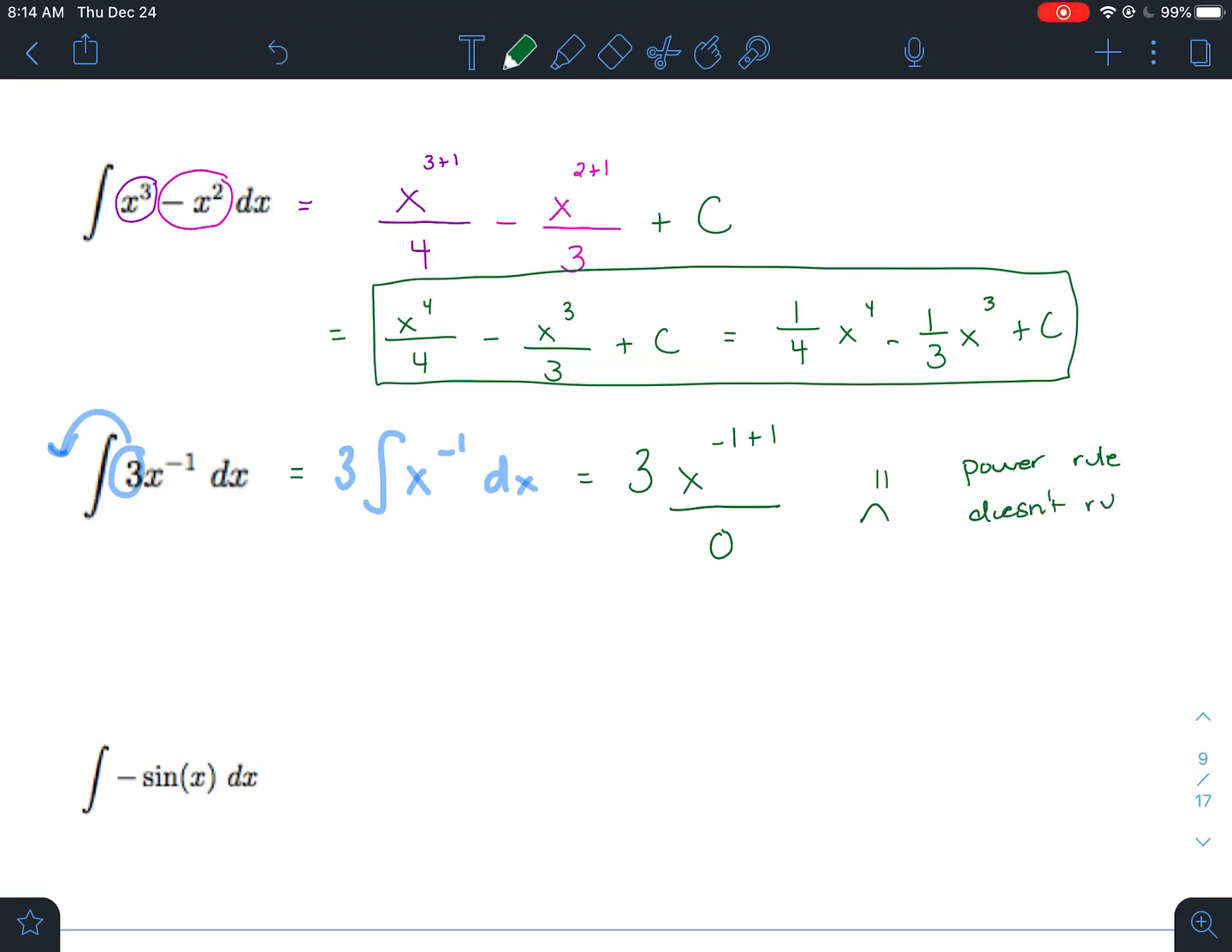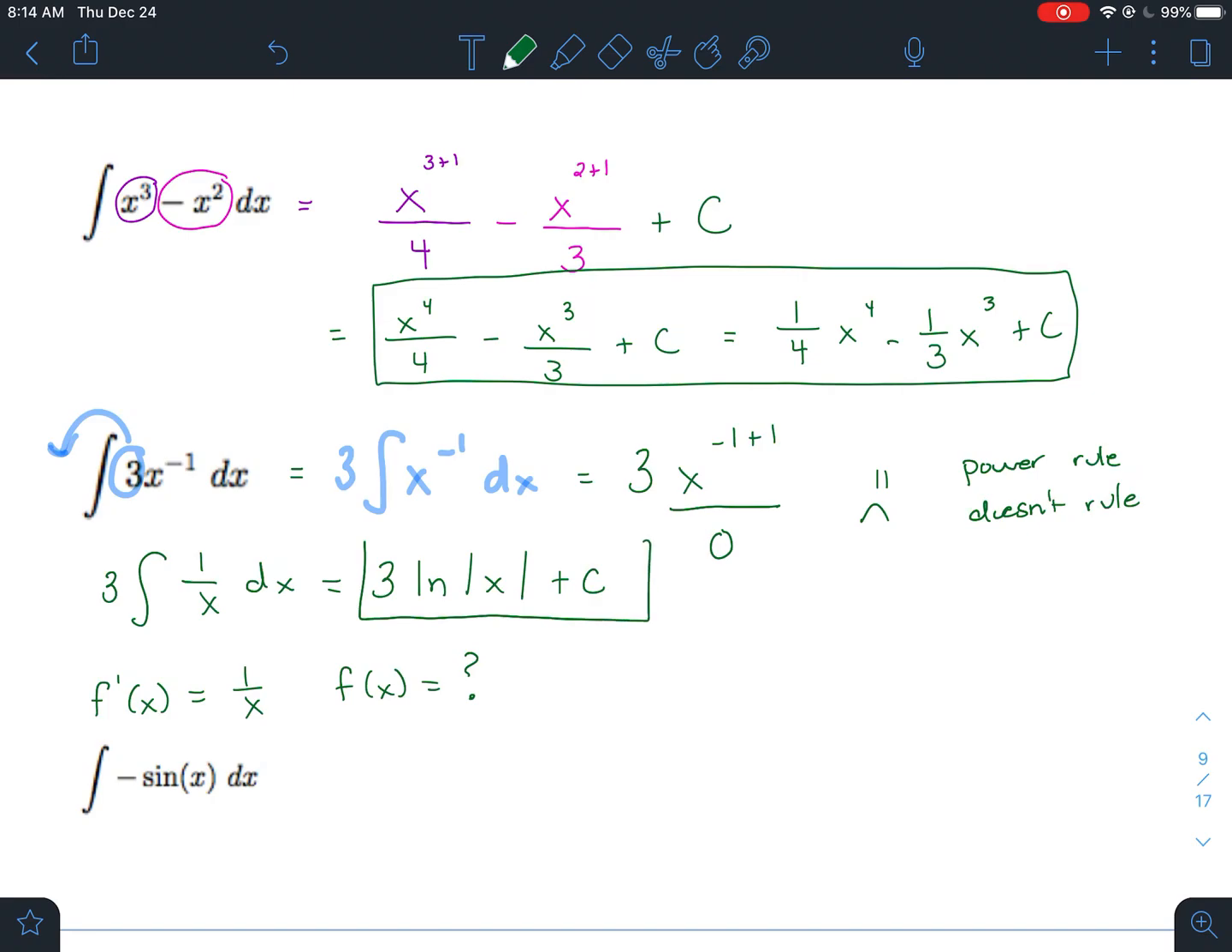So what happens? That means that this was somebody else's derivative. So I'm going to pull that 3 out to the front, and now I'm going to rewrite it as 1 over x dx. Whose derivative is 1 over x? Who did f of x have to be if the derivative was 1 over x? Do you remember? It's the natural log. So if I want to undo the derivative of 1 over x, I would do the natural log of x. And to make sure that the domain works, we put it as the absolute value of x, because x can't be negative in a natural log function or any log function.